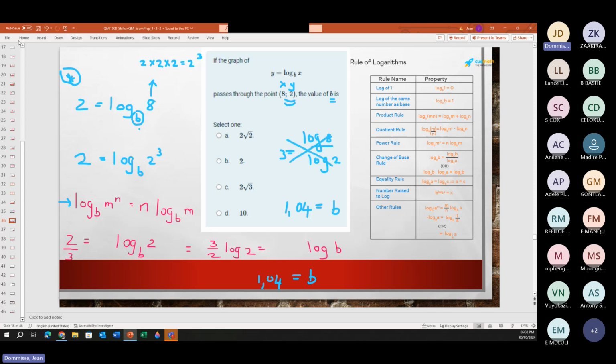Okay, so if there is something like this in your exam, the other ones are formulas that we need to apply. This is just the basics of the log rules, and this definitely is not correct.